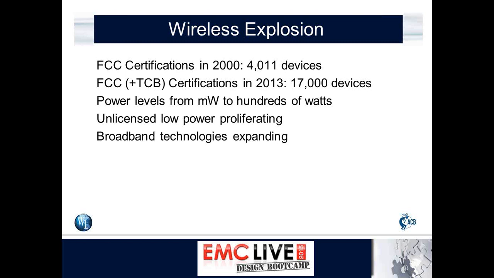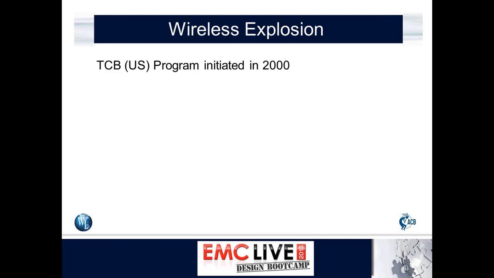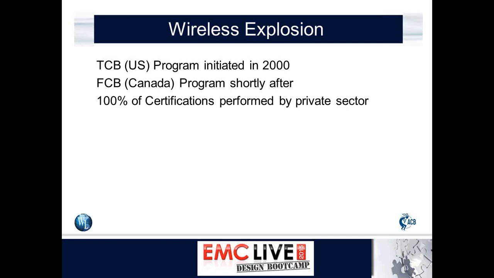Broadband technologies are expanding. We're trying to get more and more information, and that uses wider bandwidth. Frequency allocations are changing and expanding. We're pushing up into the gigahertz, and we're reallocating spectrum in the United States. To help the FCC, they started the TCB program in the year 2000. TCB stands for Telecommunication Certification Body. Canada started their program shortly thereafter, basically privatizing the certification business in order to move at the speed of industry. 100% of the certifications are performed by the private sector at this time.